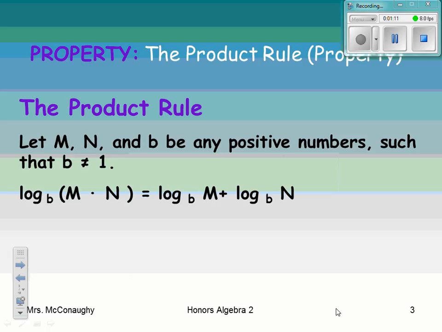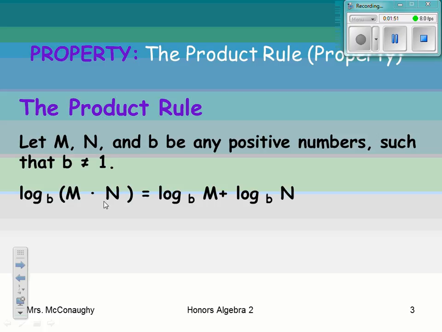The first one we have is called the product rule. The product rule means that if you have a logarithm and you have something that's being multiplied in the solution part, then you're going to expand it by changing this multiplication into addition, because multiplication and addition are inverses of one another, and that's very important for this next thing.